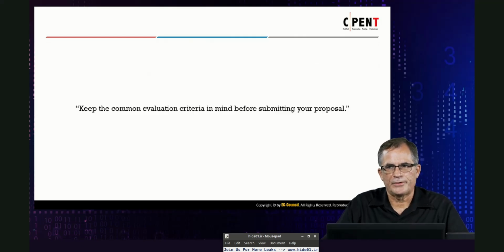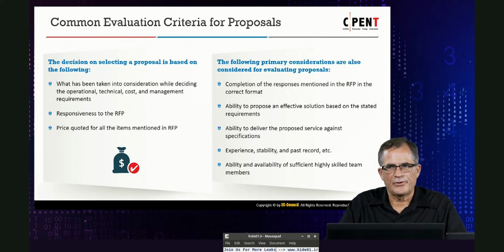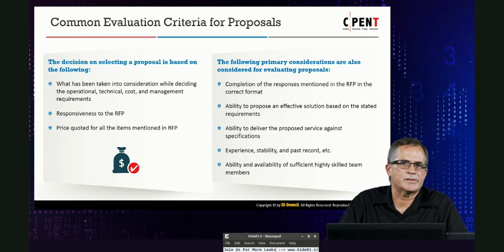Keep the common evaluation criteria in mind before submitting your proposal. Always read the RFP and see what the submissions are going to be evaluated on. They usually have a point system, so they give you points for different components of the actual requirements that they're looking for. Pay attention to that. So for common evaluation, your decision is based on what? What are you going to do for them, right? Did you respond to the RFP within the time? And then, of course, the price. Price is going to come into this.